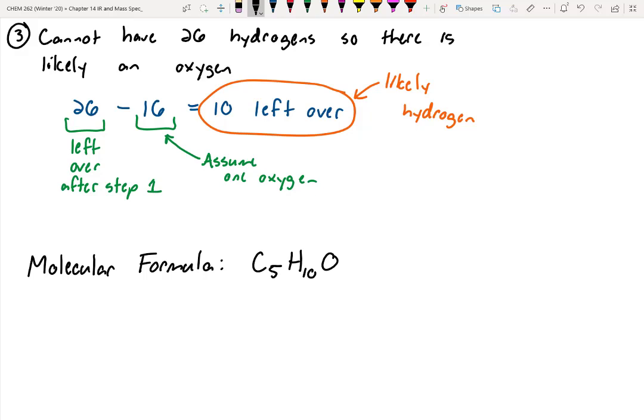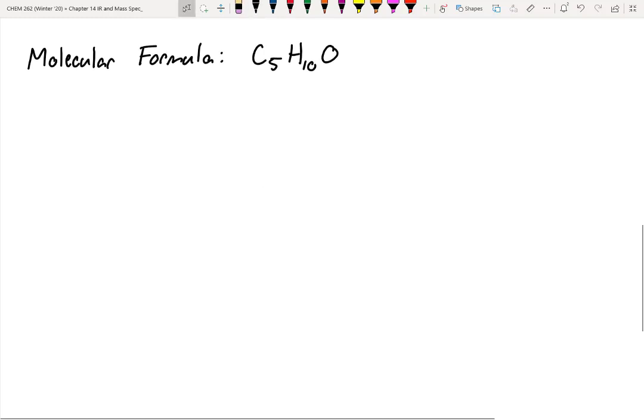All right, let's see if we can determine some possible fits for this. Does anybody have some ideas? See if you can pencil down a few different isomers that would fit this molecular formula. I'm going to show you a trick too.